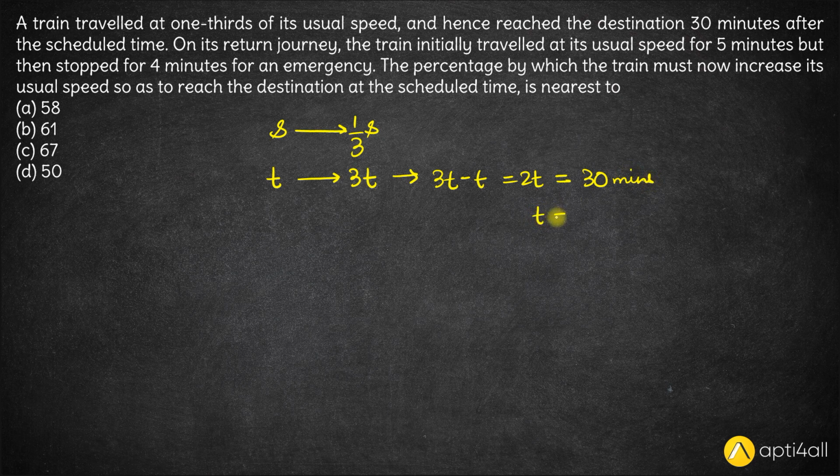So this means that his usual time taken was 15 minutes. Usually the person takes 15 minutes to go from his origin or start to the final destination. Now on the return journey, let's say these are the 2 points A and B. On the return journey, the train initially traveled at its usual speed for 5 minutes. So at usual speed, it would take a total of 15 minutes to reach A, right?